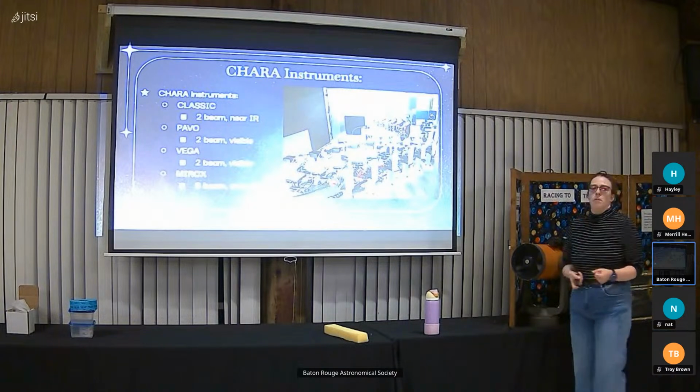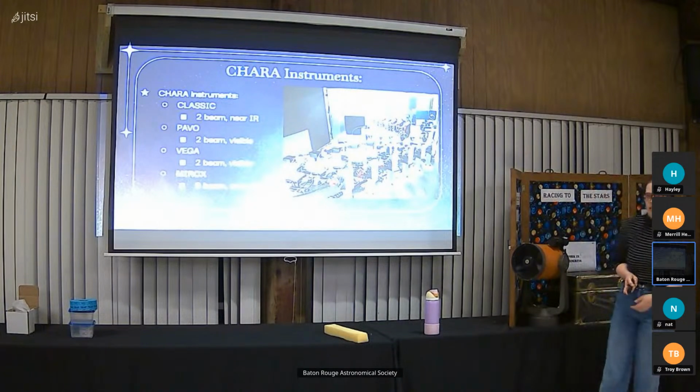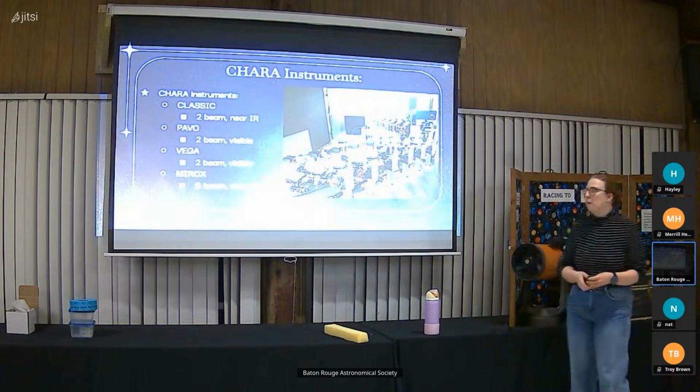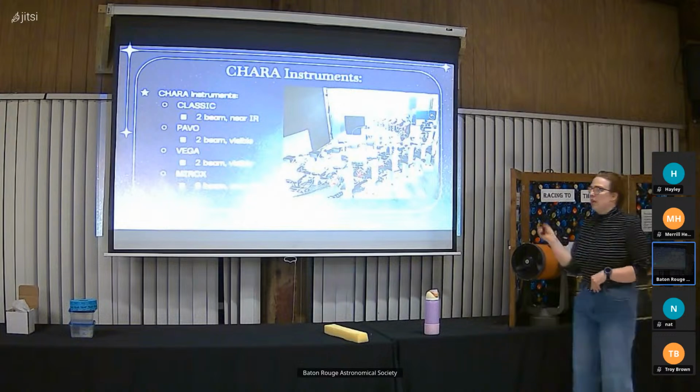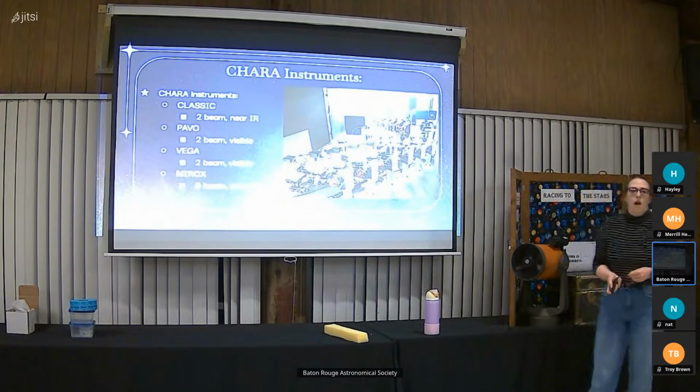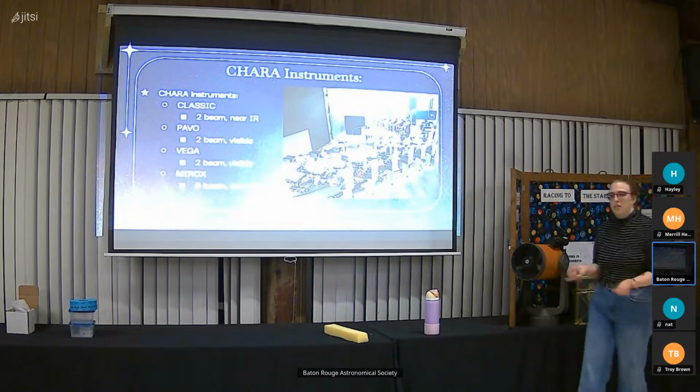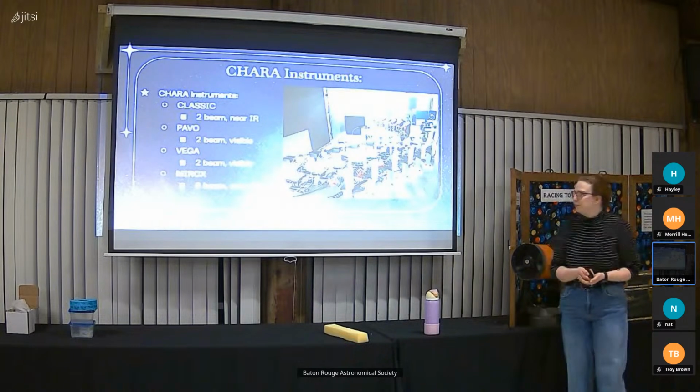It is 6-beam combining. It can combine up to 6 beams. It can do a combination of all 6. So you can do 2, 3, 4, 5, and 6 if you would like. And it operates in the near infrared. And there's also another instrument kind of attached to the MERC-X called MYSTIC. It's the same instrument, it just has a different name and it operates in a different band.